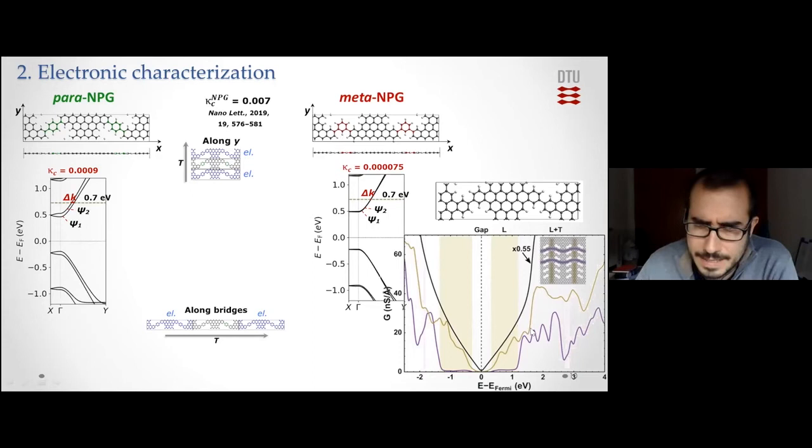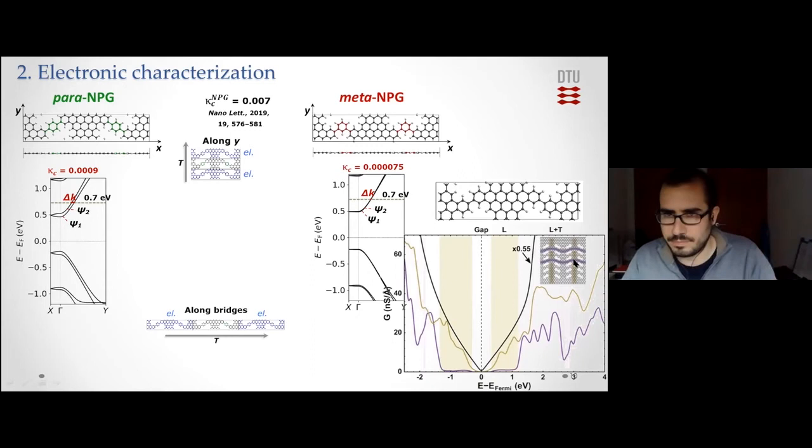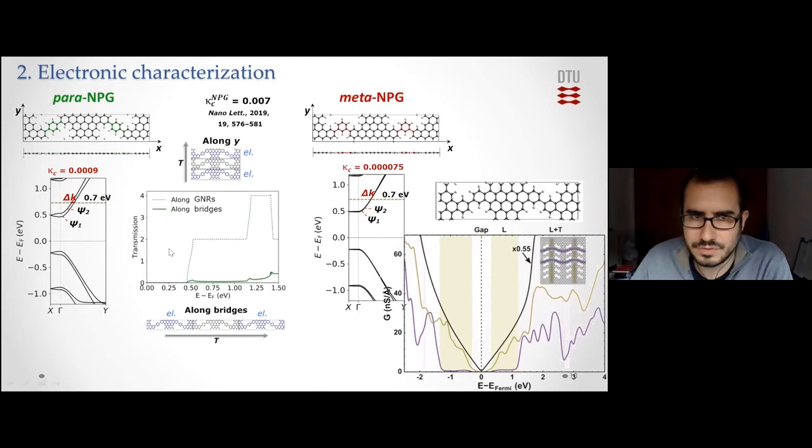So focus here on the yellow, which is along the graphene nanoribbons, and on the purple curves, which is along the bridges. So what we get for the para? So this is what we get now. The dotted line is along the graphene nanoribbons, and you can see that it really looks much more quantized than for the fabricated nanoporous graphene, this yellow curve, which already is telling us that the graphene nanoribbons are behaving more like nano objects than in the fabricated material.